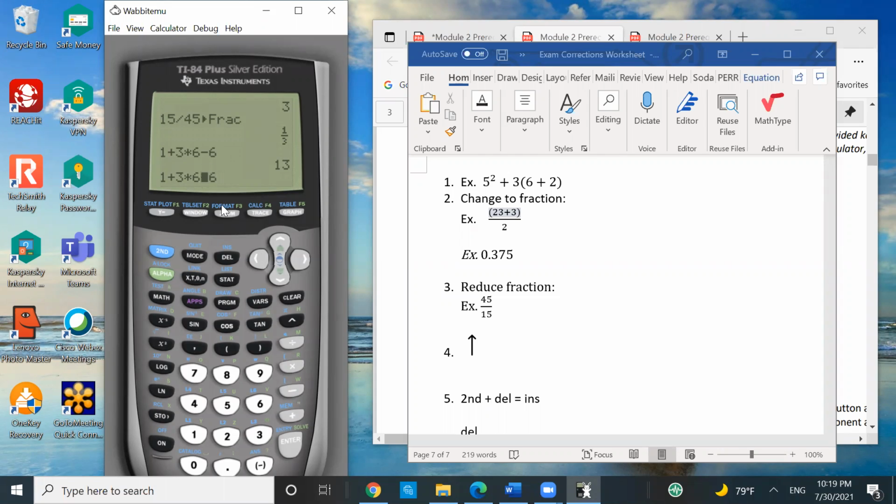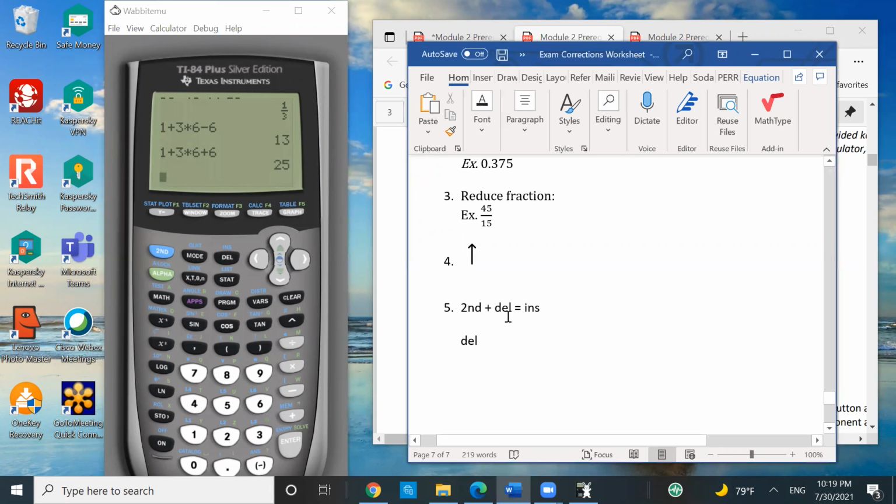Maybe this sign should be plus. I just change it and then hit the right arrow and then hit enter. It gives us the new answer. Next one, let's see. Second plus delete.